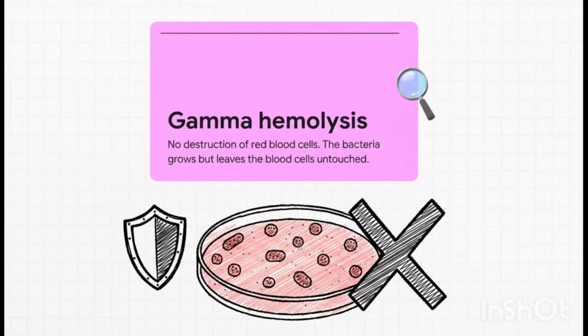And finally, there's gamma hemolysis, and this one is super straightforward because it means nothing happens. The bacteria grows just fine, but it leaves the red blood cells completely alone. No destruction, no color change, nothing.